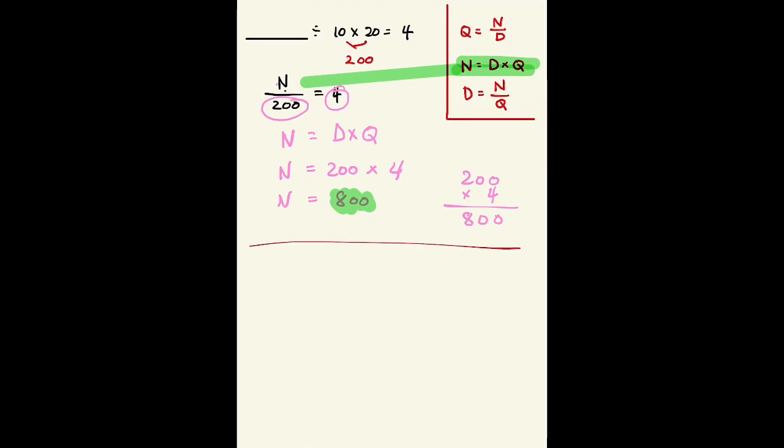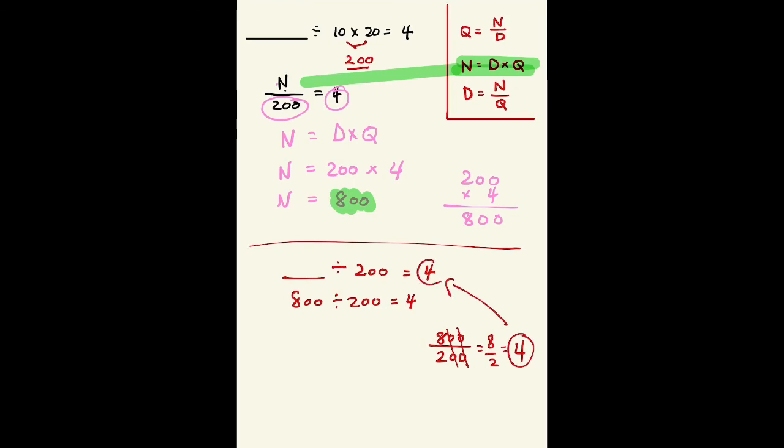Substitute. Since we know that this is 200 already, let's put it in. 800 divided by 200 equals 4. So let's divide 800 divided by 200. Now we can cancel the 0s. So you're left with 8 divided by 2, which is 4. Same. So as I said, follow the procedure.